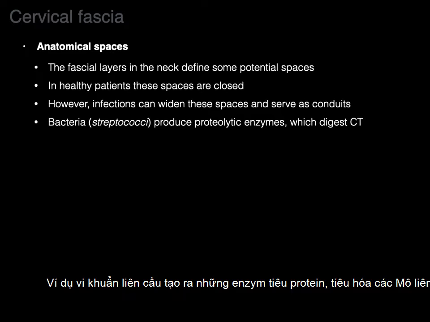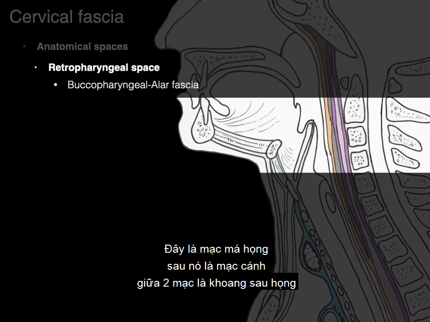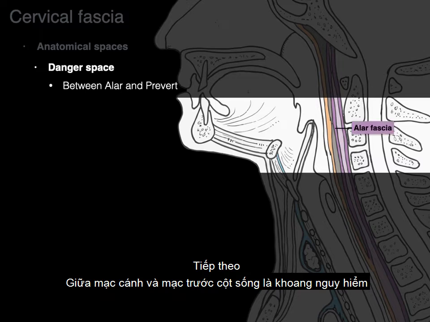Bacteria like streptococci produce proteolytic enzymes which digest this connective tissue, further enabling these infections to spread. So the retropharyngeal and the danger spaces are the two primary ones we're going to talk about. Let's start with the retropharyngeal space. This is a space between the buccopharyngeal fascia and the alar fascia right there. Next is the danger space, which is between the alar fascia and the prevertebral fascia right there.